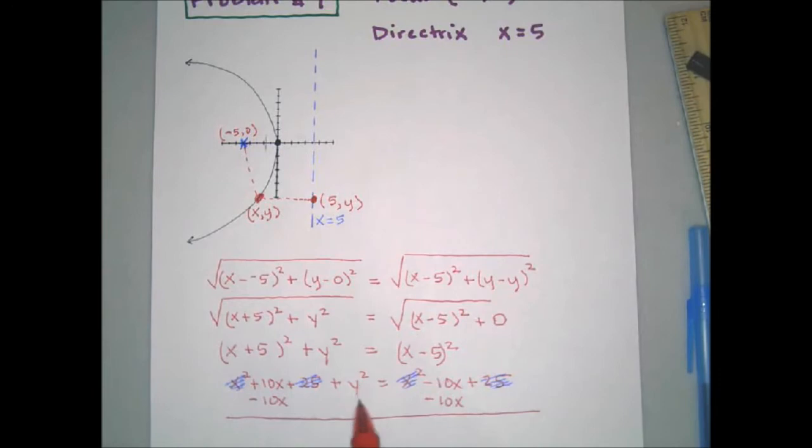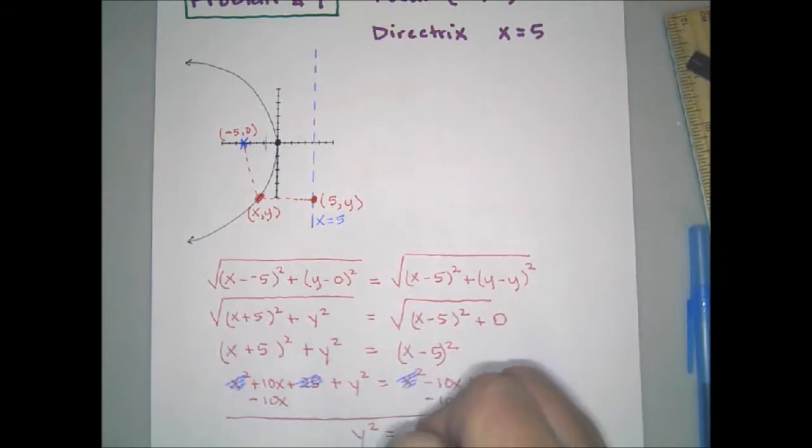And now the only thing left on the left-hand side is y squared. So y squared equals negative 20x. Now, that's focal width form. If you wanted x equals form, then all I need to do is multiply both sides by negative 1 over 20. Or another way of saying it, divide both sides by negative 20, and you would get negative 1 over 20 y squared equals x.